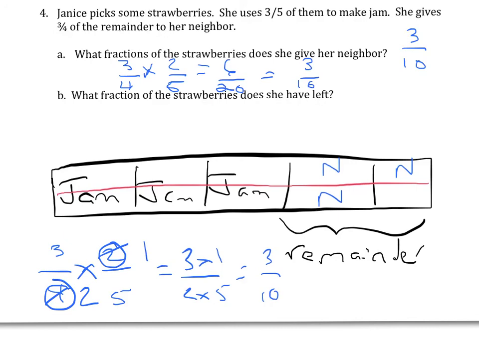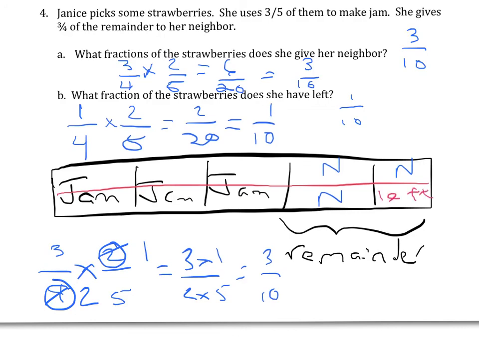Now what fraction of the strawberries does she have left? And I see that is 1/10. But what multiplication problem would that be? Well, if she gives 3/4 to her neighbor, that means she kept 1/4 of the part she didn't use to make jam, so 1/4 of 2/5, which is 2/20, which is 1/10, and that is the exact same answer I just got looking at the bar model.